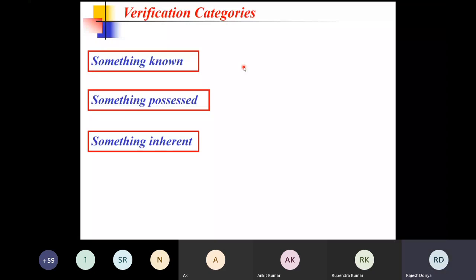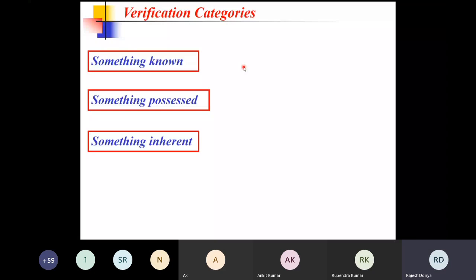So in the first case, a secret is generally known only by the claimant, and that can be checked by the verifier. And the example of this can be, let's say, a private key or a PIN or a secret key, which means there is something which only the claimant knows.